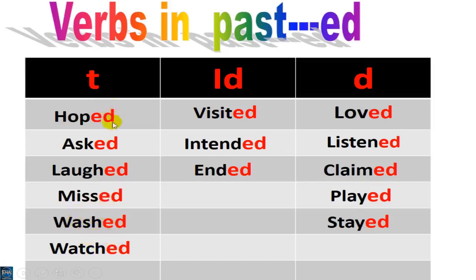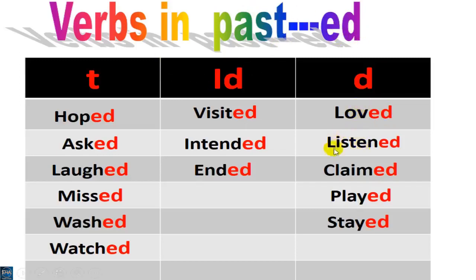So the D here becomes the T sound. Visit, visited. Intend, intended. End, ended. Again, visited, intended, ended. So the ed becomes id. If there is a T or D at the end of the verb, when you add ed, it becomes id. Otherwise, the ed is pronounced d.